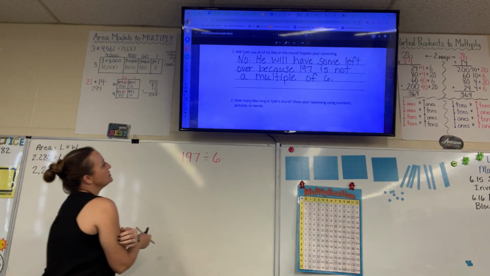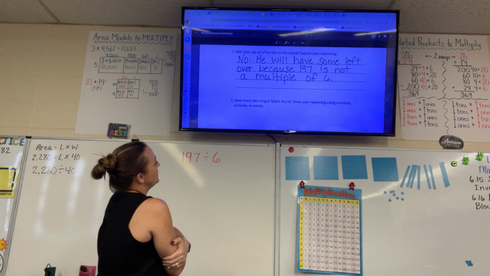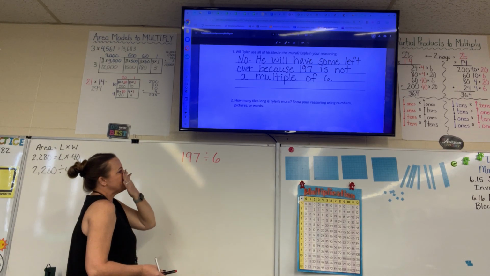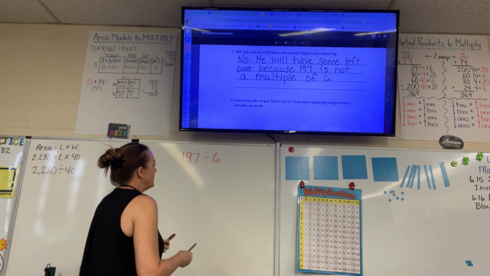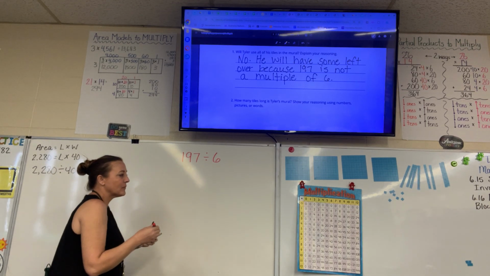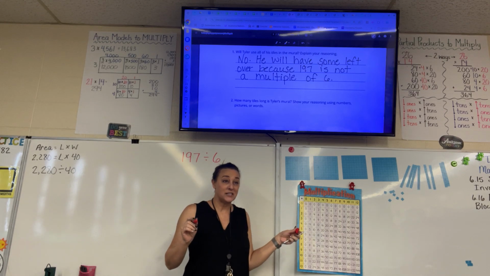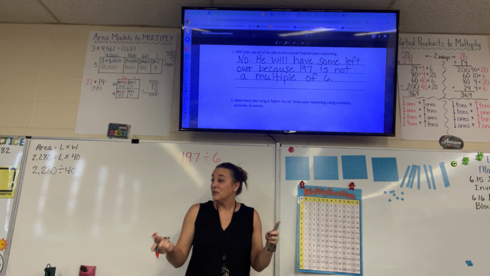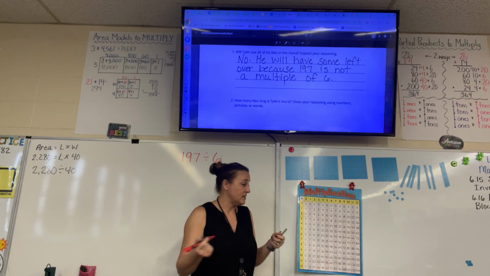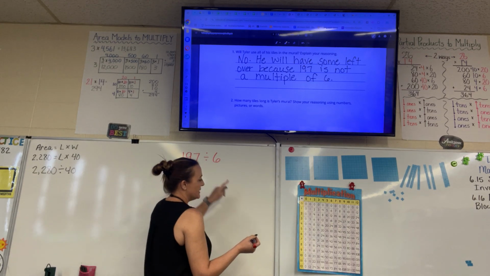How many tiles long is Tyler's mural? So if he has 197 tiles and he's going to make it 6 wide, he wants to use all the tiles he can. The cool thing about multiplication tables is they only go so high. That's the not cool thing. But watch this. I'm on the 6th row, right?